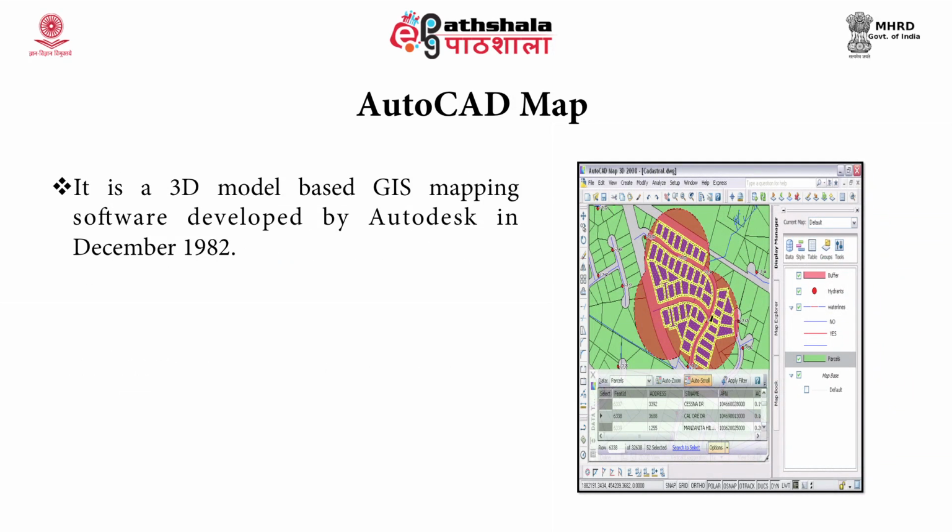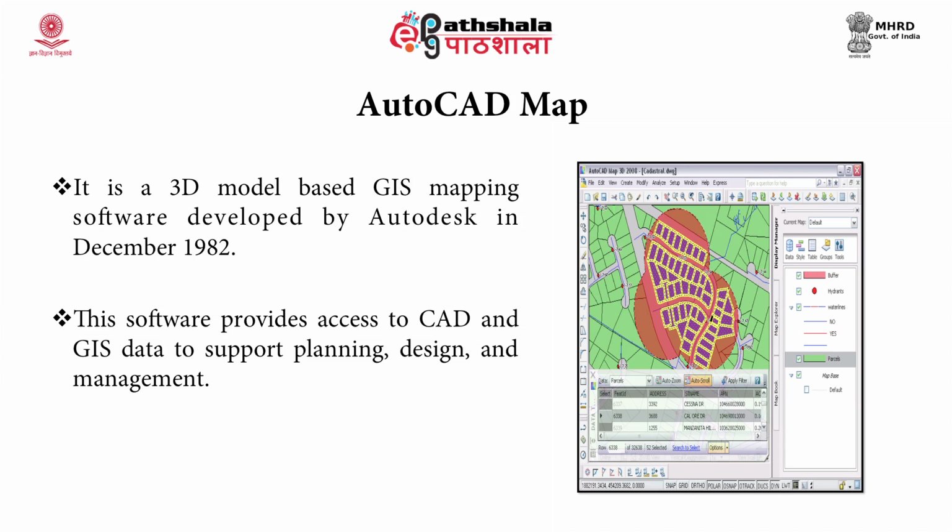Another software is AutoCAD Map, which has a diverse range of functionalities and is a 3D model based GIS mapping software that was developed by Autodesk in December 1982. This software provides access to CAD and GIS data to support planning, design, and management. Its latest version is 22.0 that was released in March 2017.